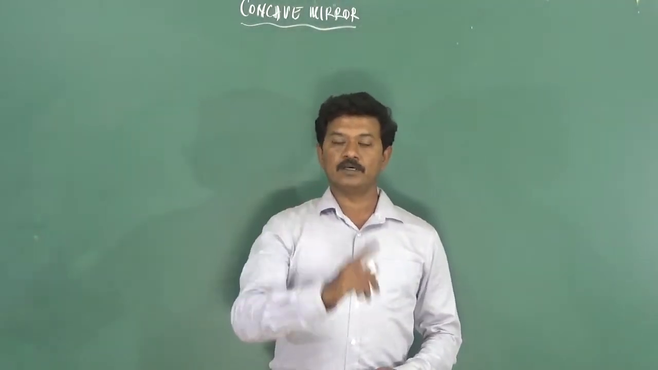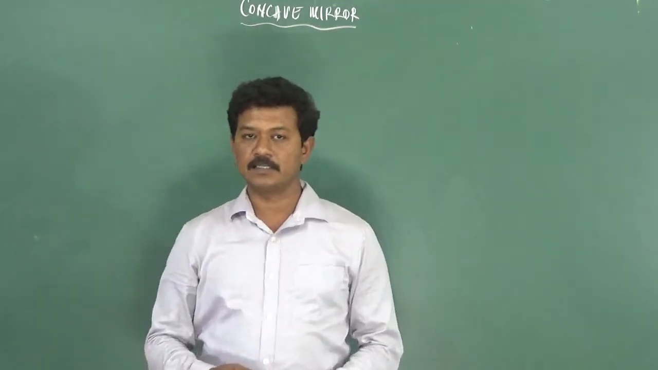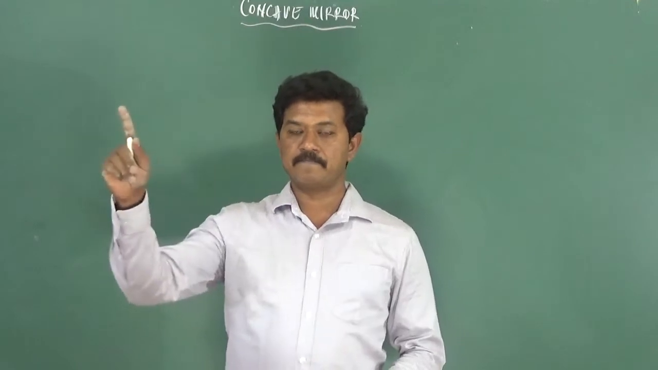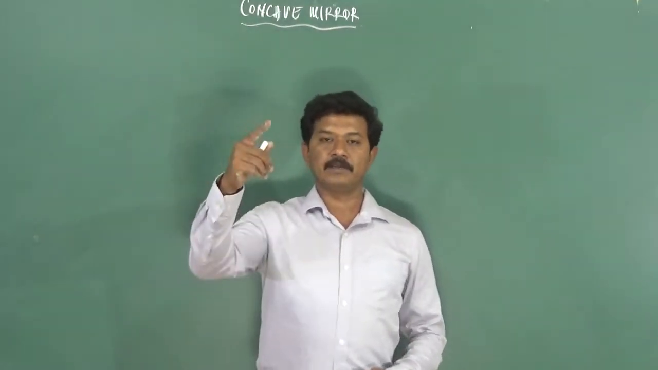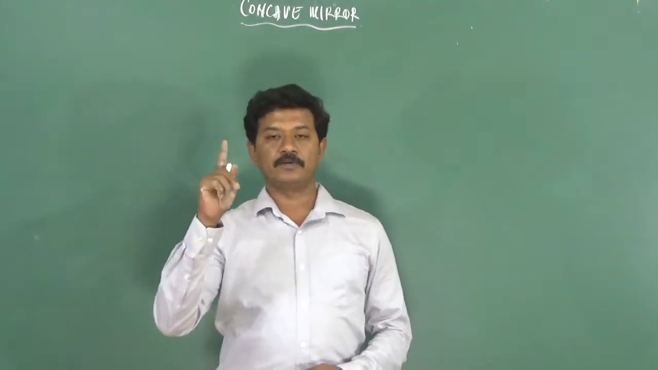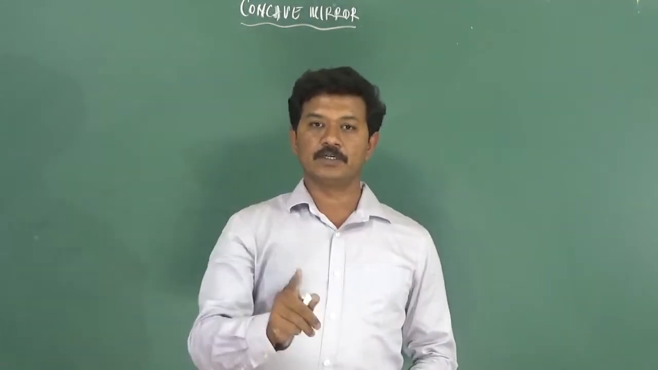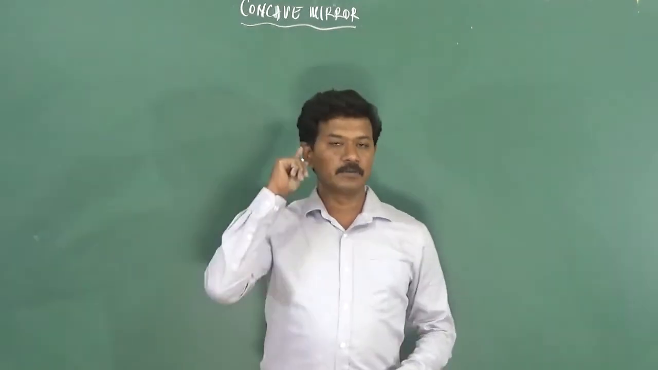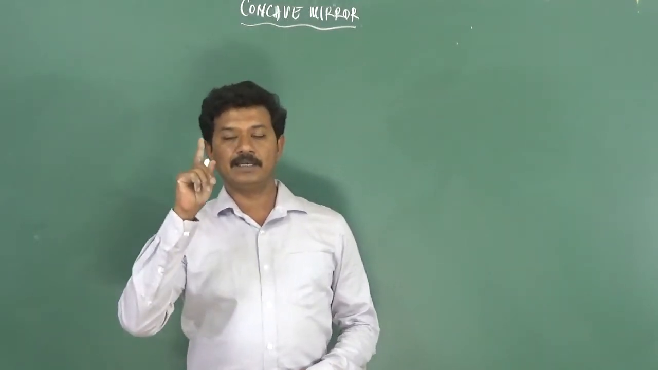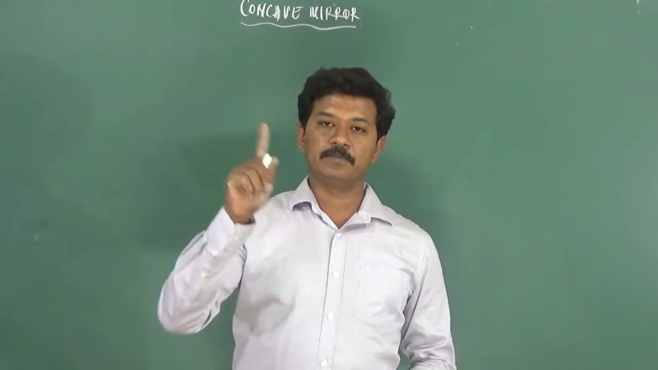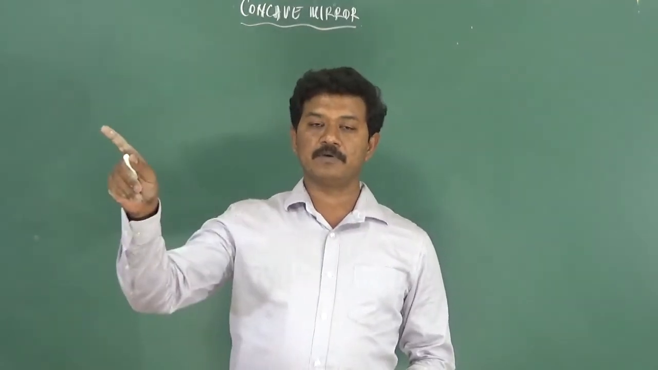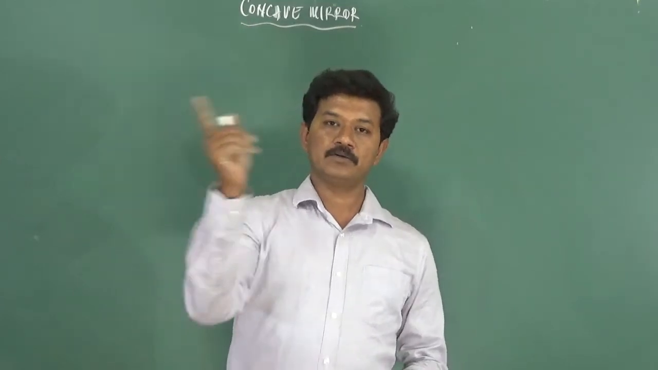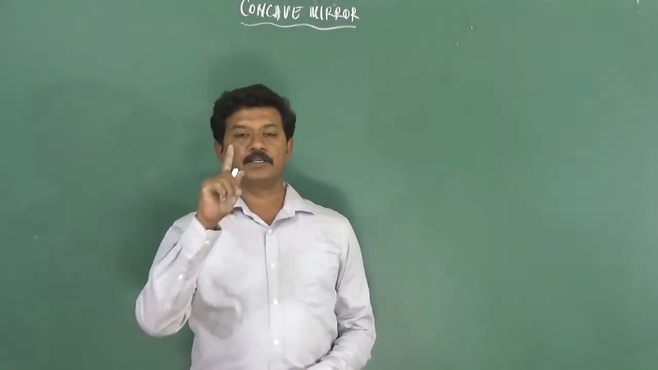Rule number 1: in yesterday's class I told you that whenever a light ray incident on a concave mirror is travelling parallel to the principal axis, after reflection it will pass through the principal focus. Rule number 2: if the light ray is passing through the principal focus and striking the concave mirror, after reflection the light ray is going to travel parallel to the principal axis.